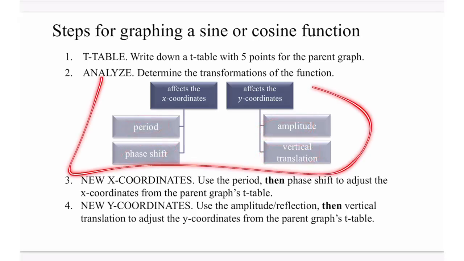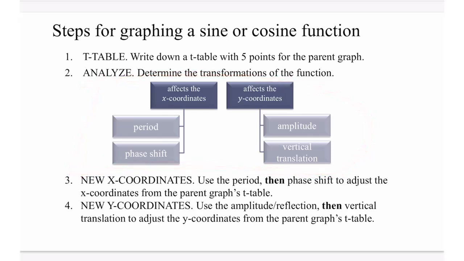Now you'll notice in this little organizational chart here, I've separated them according to which ones affect the x coordinates of the graph, like affect the graph horizontally, and which transformations affect the graph vertically. So that's going to be useful later. And of course, the period, since it changes, is basically going to be a horizontal stretch or shrink. Then a phase shift, of course, just shifts the graph left or right. And then the amplitude is a vertical stretch or shrink, and then the vertical translation is just a vertical shift up or down.